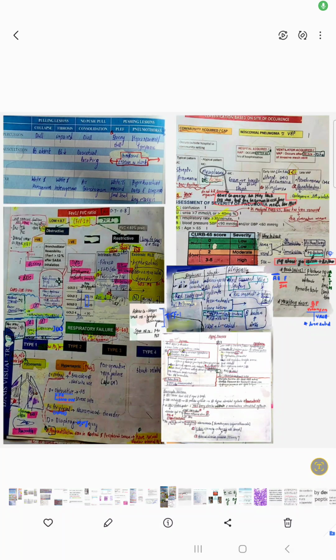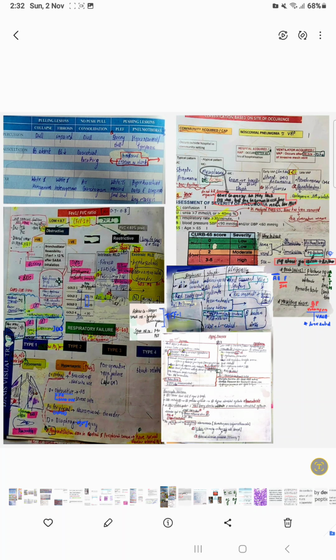Factual chart in medicine, we'll read this one. Okay, pulling lesion and pushing lesion. If there's a pulling lesion, it can be collapse or fibrosis. If there's a collapse, the percussion will be dull, and fibrosis will be impaired. If there's no pushing or pulling, that means there's a consolidation, and in consolidation the percussion will be dull.